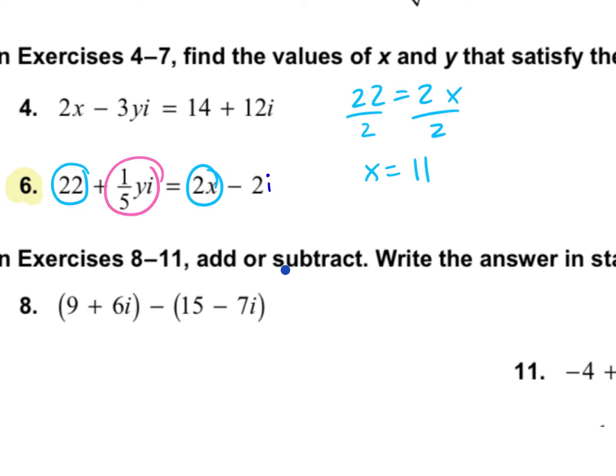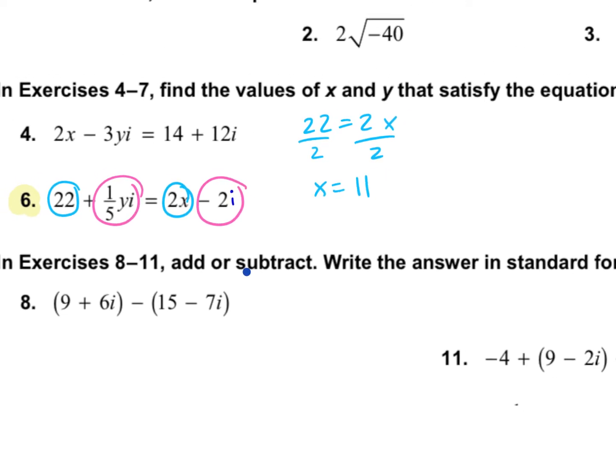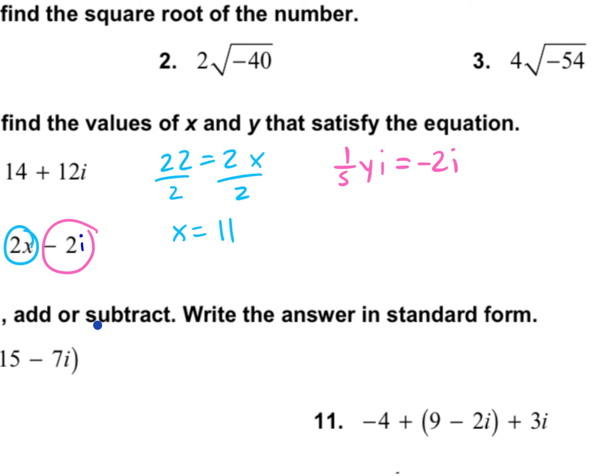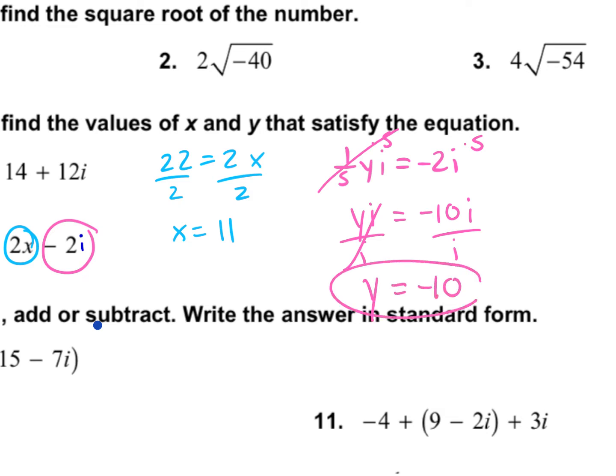So to solve for y, we set the imaginary parts equal to each other. So I have 1/5 yi and negative 2i. So how would I get rid of that 1/5? Multiply both sides by 5. You could divide by 1/5, but essentially you'd be doing the same thing. So multiplying by 5 is just a little bit easier. So I have yi is equal to negative 2 times 5 is negative 10i. And then the last step, we just want to divide by i to get rid of it. So y is equal to negative 10.